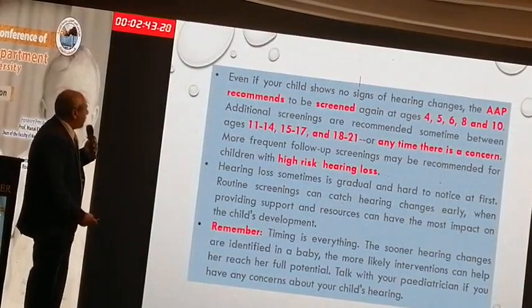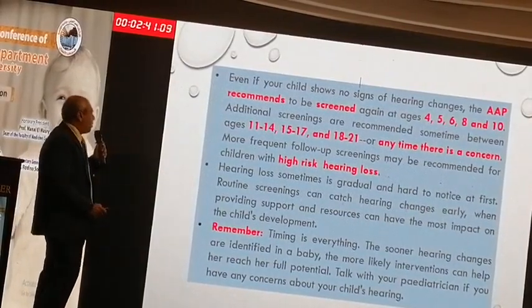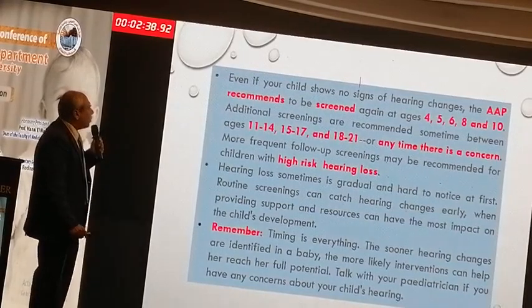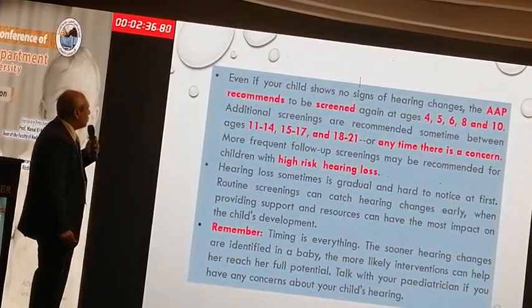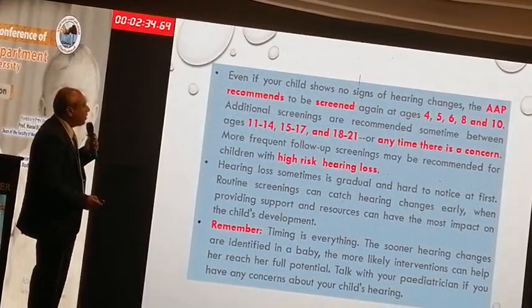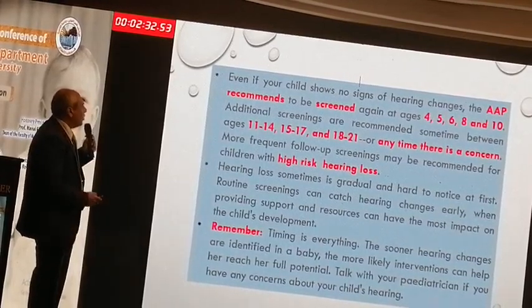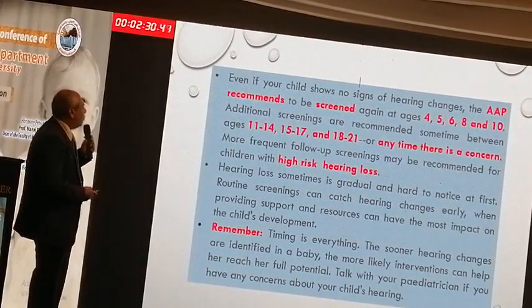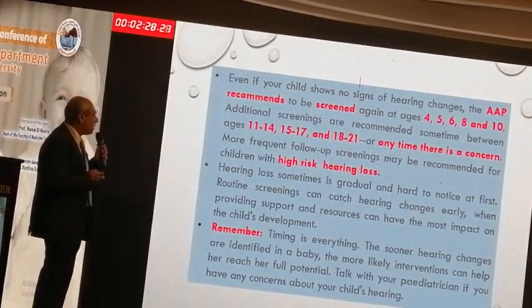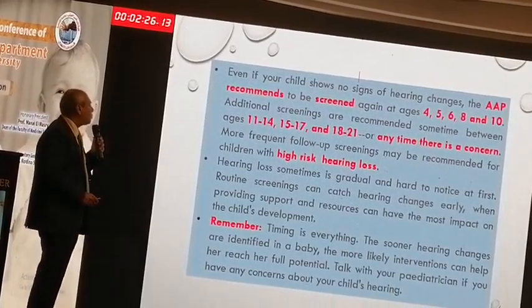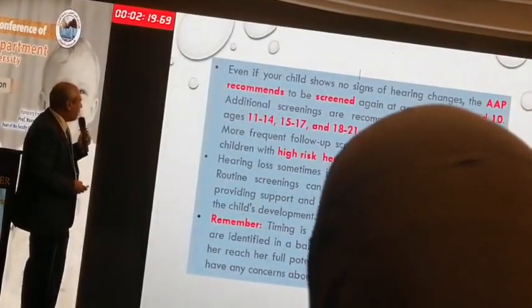The American Academy of Pediatrics recommends that even if there are no signs of hearing changes, the baby should be screened again at the ages of 4, 5, 6, 8, and 10 months. Additional screening might be needed between the ages of 11 to 15, 15 to 17, and 18 to 21 months, or at any time if there is a concern. More frequent follow-up screening may be needed when there is a high-risk factor.